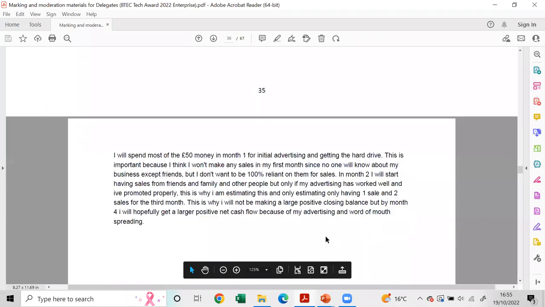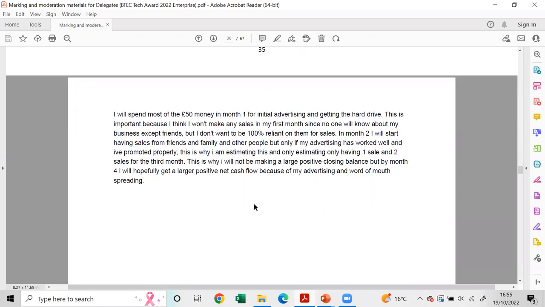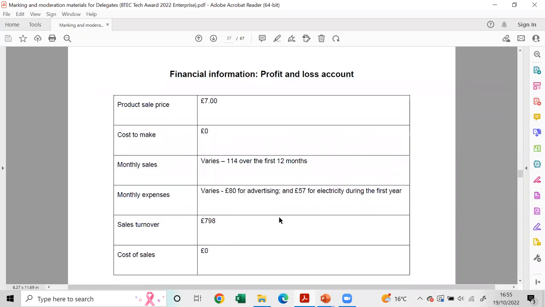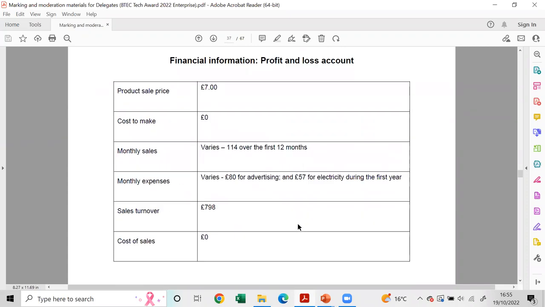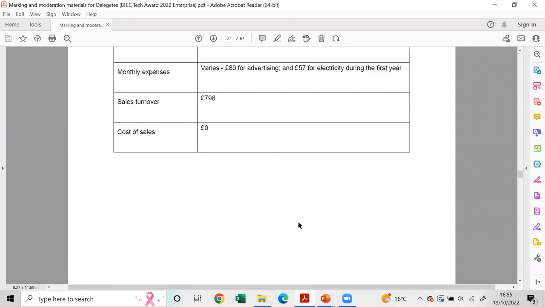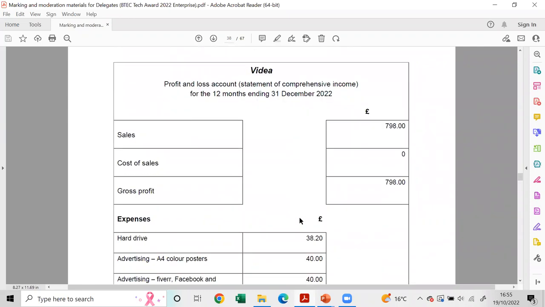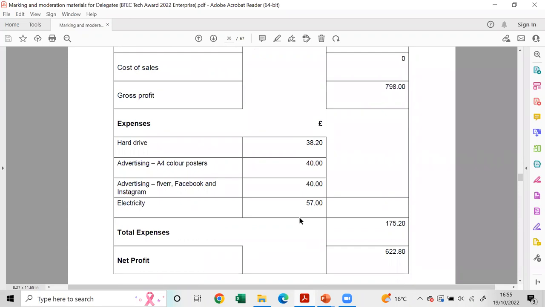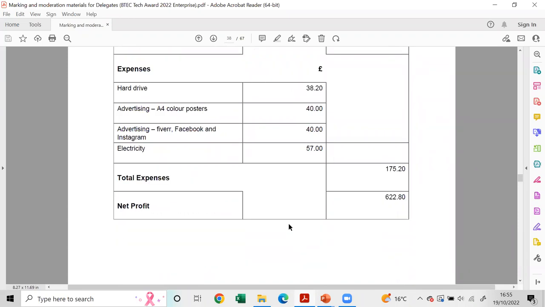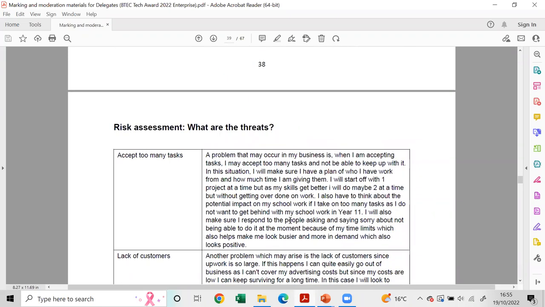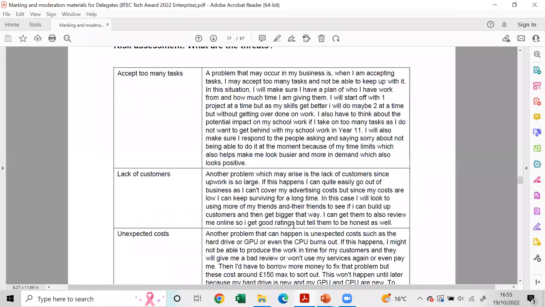Okay, bear that in mind. All right. They've then thought about giving a short explanation of their closing balance and why, and they won't be making any sales in their first month. They've then got a profit and loss account, again accurate according to the figures they've used. They've done this profit and loss account based on the information above, net profit and so on. They then have done a risk assessment.